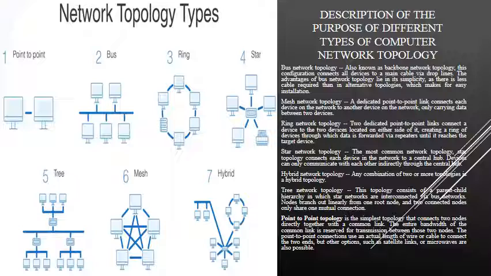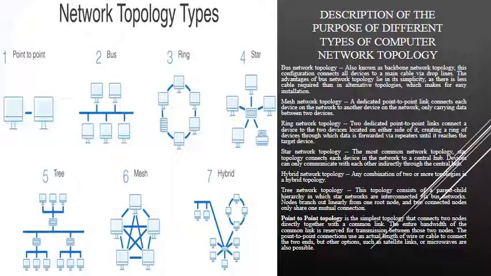Mesh network topology. A dedicated point-to-point link connects each device on the network to another device on the network, only carrying data between two devices. Ring network topology. Two dedicated point-to-point links connect a device to the two devices located on either side of it, creating a ring of devices to which data is forwarded via repeaters until it reaches the target device.